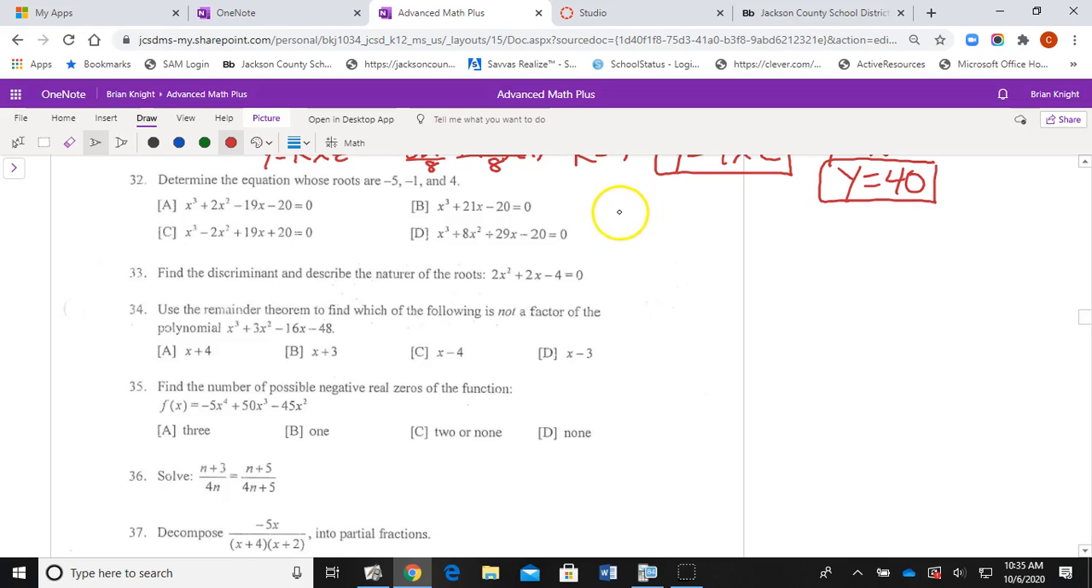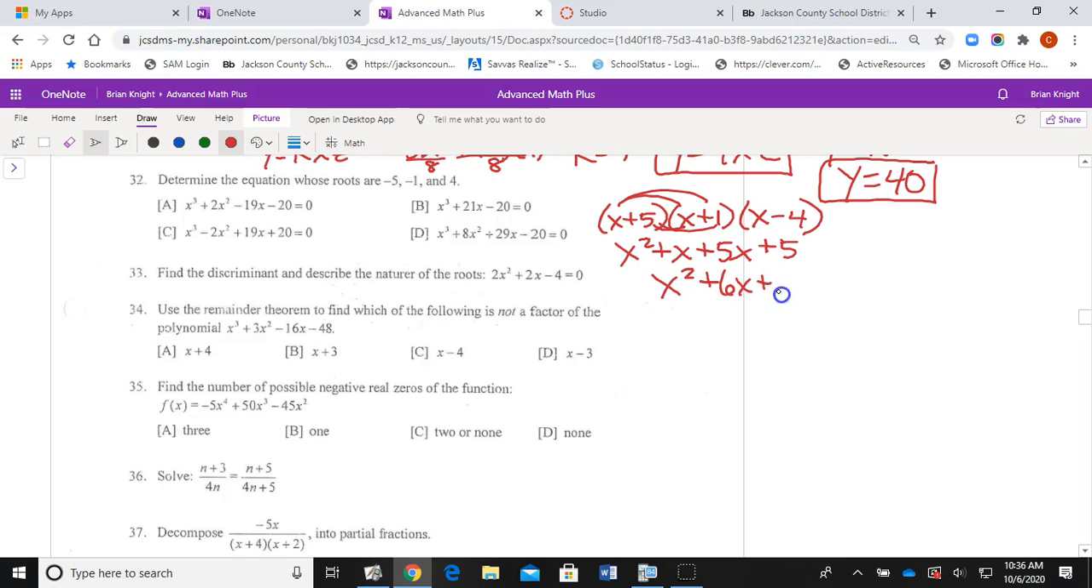So we would have, let's see here, x plus 5, x plus 1, x minus 4. Does everybody understand why I'm changing the signs? Yes? Okay? And then you just multiply it out. So that's going to be x squared plus x plus 5x plus 5. So x squared plus 6x plus 5. And then we multiply that times x minus 4.